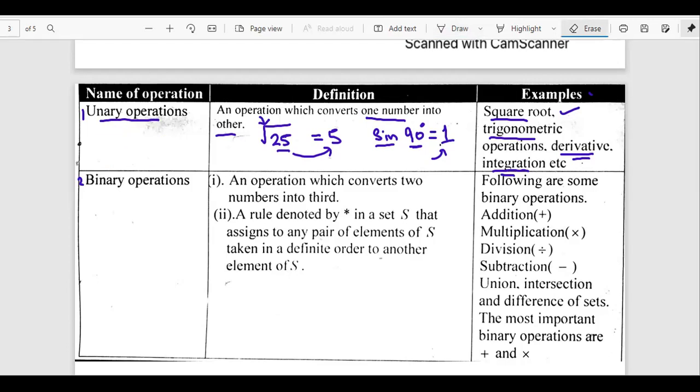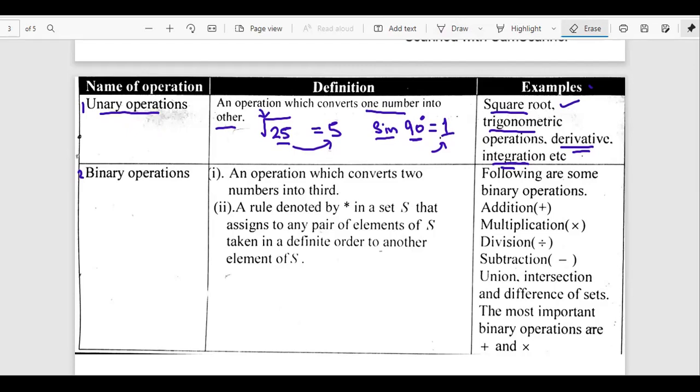Okay, perfect. Right. Now we have binary operation. Binary operation. An operation which converts two numbers into third. Okay. So a rule denoted by star in a set S that assigns to any pair of elements of S taken in a definite order to another element of S. Okay, now this definition is very complicated, although it is very simple. I'll tell you how.